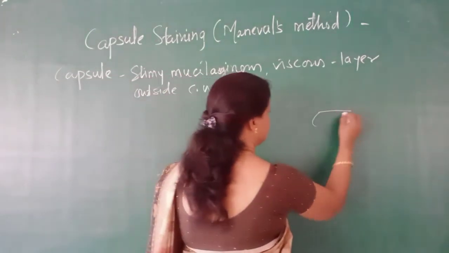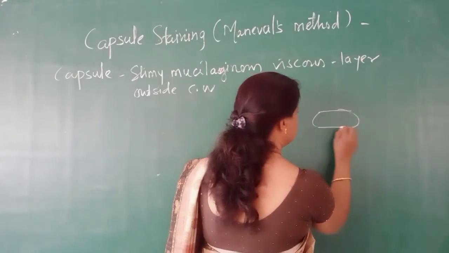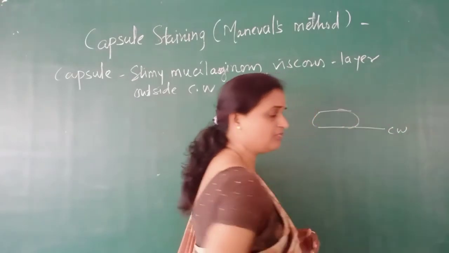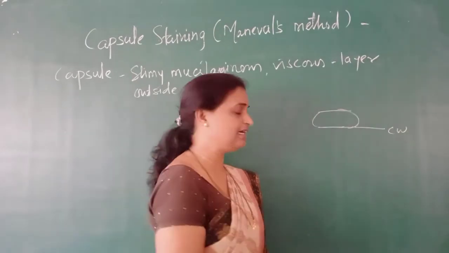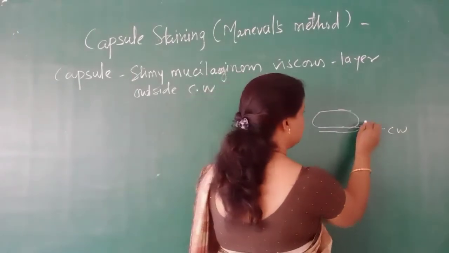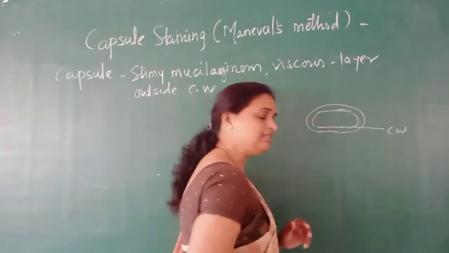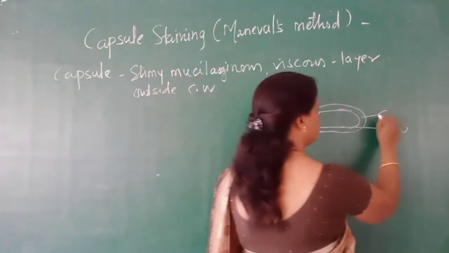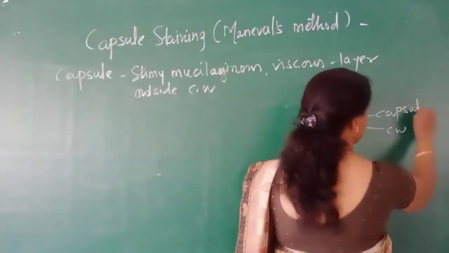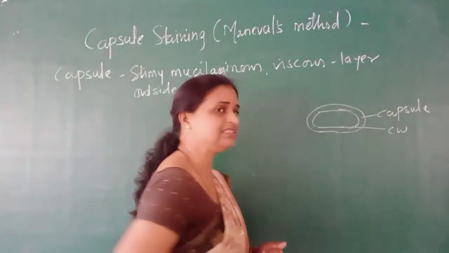Suppose this is a bacterial cell. This is the cell wall of the bacterial cell. All of you know it is the outermost layer, that is the cell wall. In some bacteria, outside the cell, there is a thin, slimy, mucilaginous, viscous covering. That covering is called a capsule. So today we are going to observe this capsule.